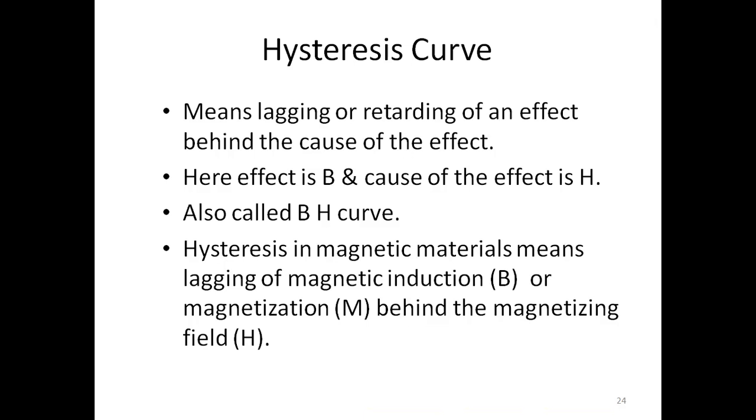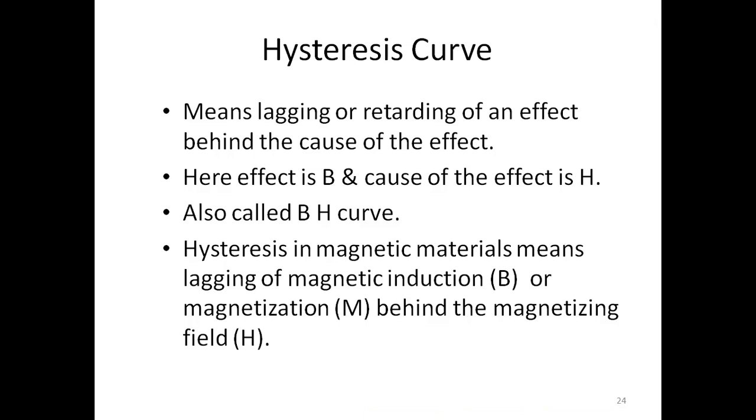Again, you need not get any confusion. What does lagging or retarding of an effect mean here? I will show you with a schematic diagram. Here the magnetic B indicates the magnetic induction field, which is the effect caused by the magnetizing field H, right? So the induced magnetic field is B and the applied magnetic field is H. So we call that the BH curve.